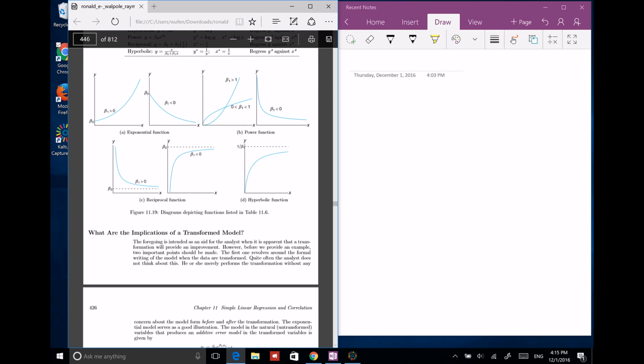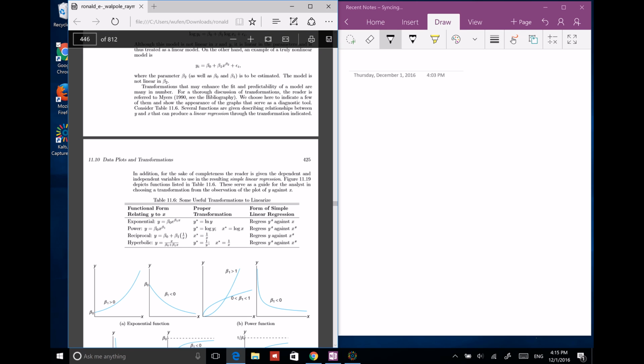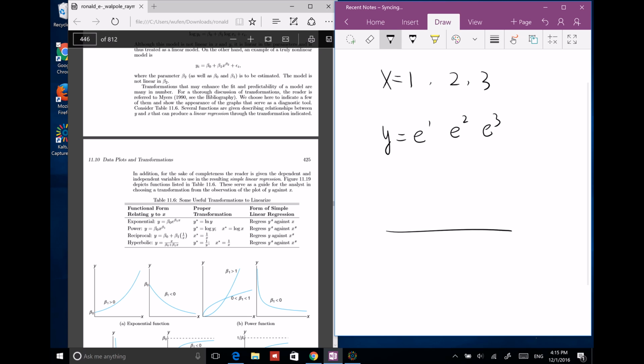For example, if I have x, and especially you take out a lot of numbers. For example, x equals 1, 2, 3, and y equals, for example, e^1, e^2, e^3. If you look at this function, it itself is like an exponential function. But if you take the ln on y, you're going to have x. You can do ln y equals x. Then the ln y and x will be a linear function.